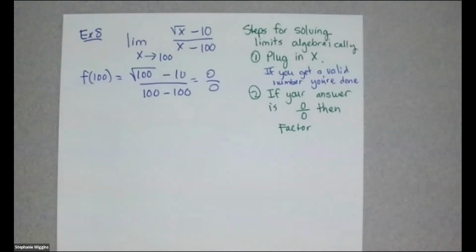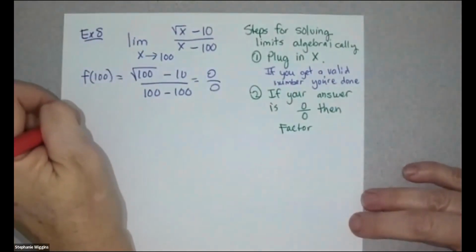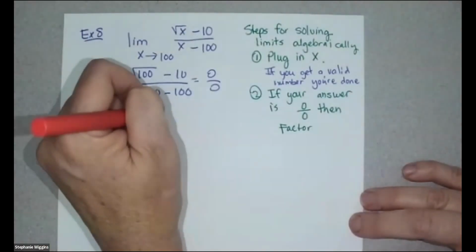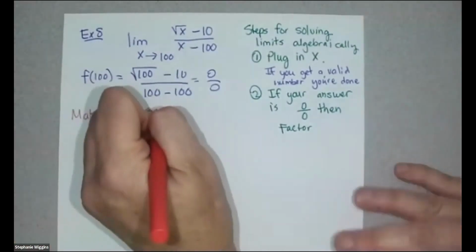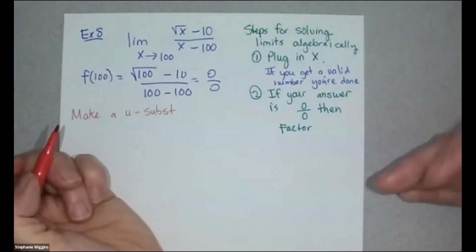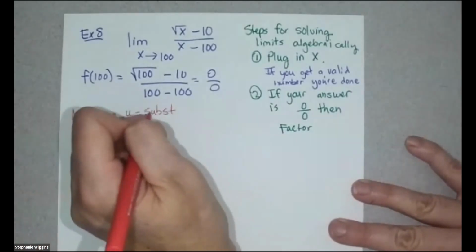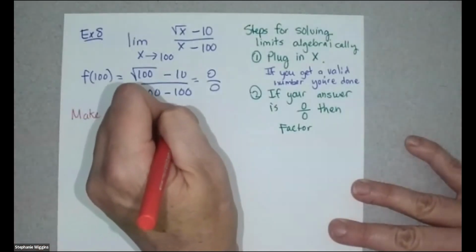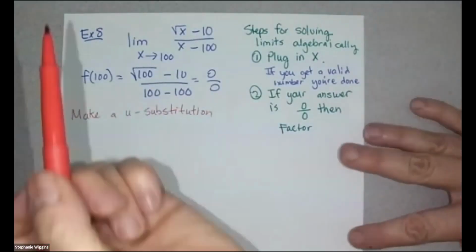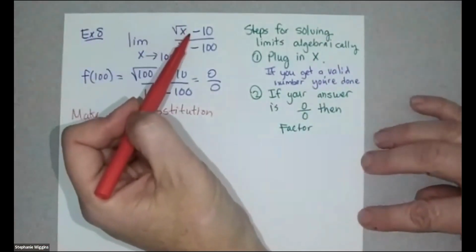So we use, in mathematics, when something is messy looking and we don't know what to do with it, we use U substitution. So I'm going to make a U substitution. There's nothing special about the letter U. It's just an arbitrary letter, but it's used commonly in math for substituting. I don't know why. So we say a U substitution. And the offending part of this problem is the square root.